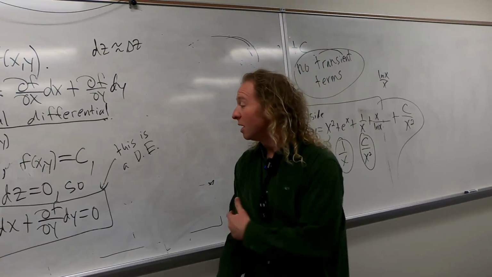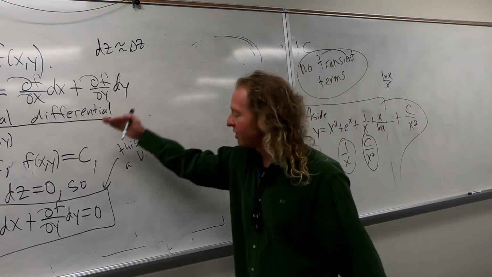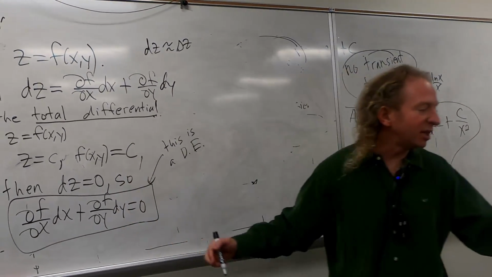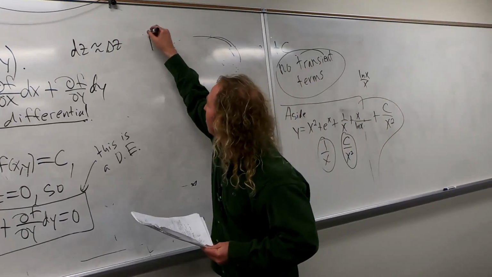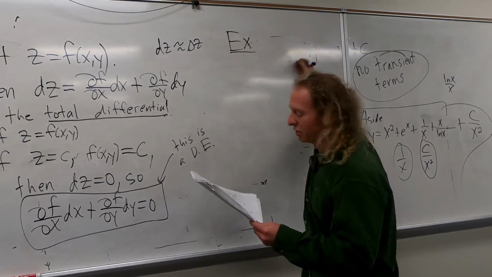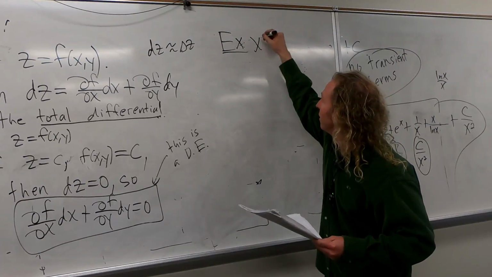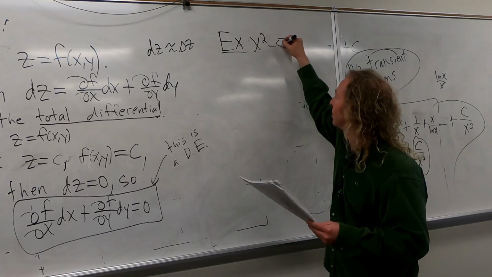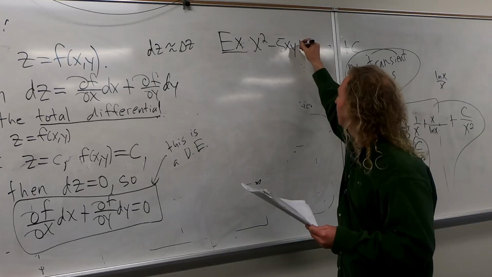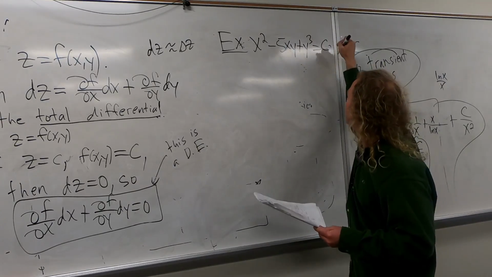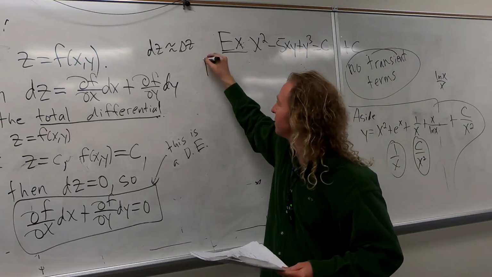Yes. So basically, we have a DE. So we can create a DE. Let's do a simple example, just so you get more practice. Say we have x squared minus 5xy plus y cubed equals c. Say we have this, and let's find dz.